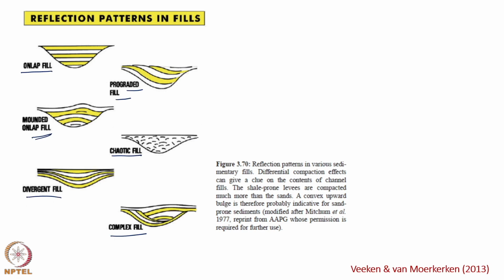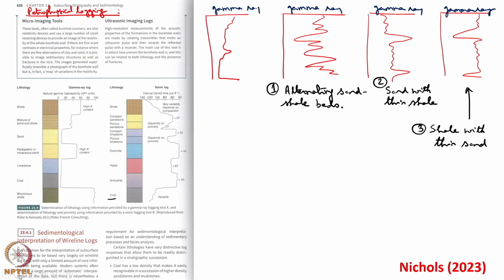In chaotic fill, we do not see any specific orientation of the seismic reflections. We will see petrophysical logging. In a previous lecture, I have already covered image logs. Interested students can have a look at that, and here I am going to cover the gamma ray log and the sonic log. Through the gamma ray log we are observing sedimentary succession, and using the sonic log we are also looking at the sedimentary succession.